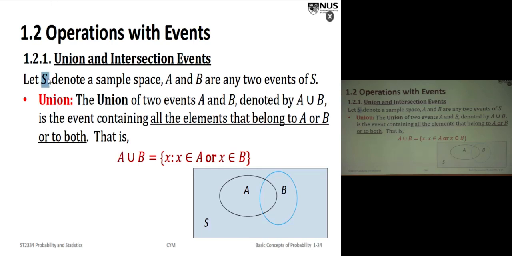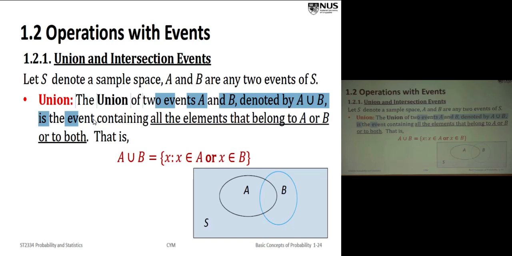S is the sample space, the set of all possible outcomes. A is an event and B is an event. So these are two collections of values which lie within S. They could be S themselves, actually. Our first notion is the notion of union. I'm talking about this here, on page 24.